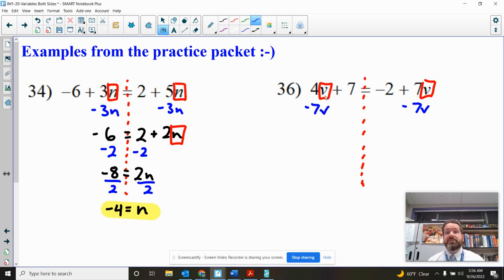By the way, I have some students who just want to take the variable to the left every single time. That's okay. If that consistency is helpful to you, please do so.